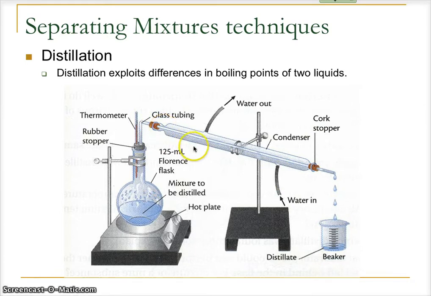As that gas travels through here, it condenses back into a liquid, and it drops out here, and we collect it. So we have one liquid over here. We end up with a second liquid over here. The one that's out here, the distillate is what we call that one, has a low boiling point. This one here has a higher boiling point, and we separate our two liquids.